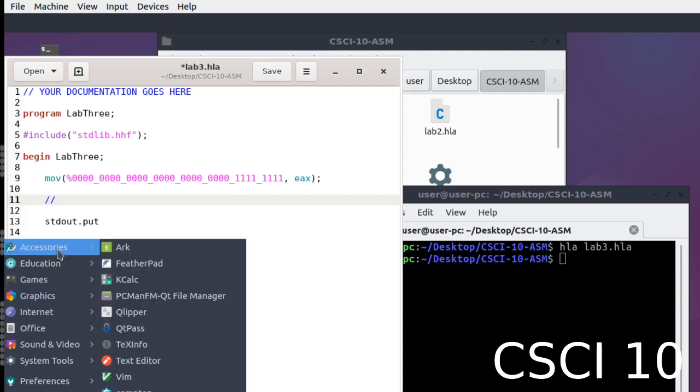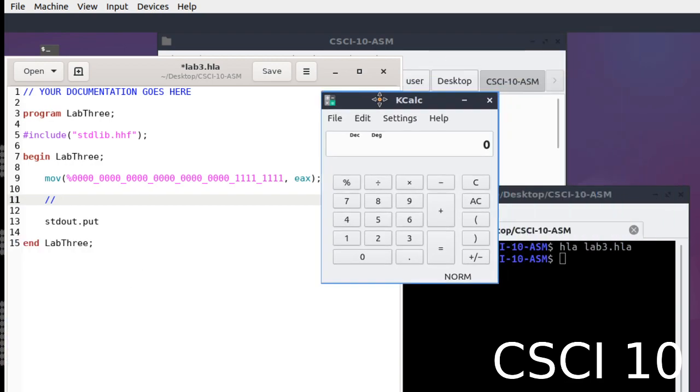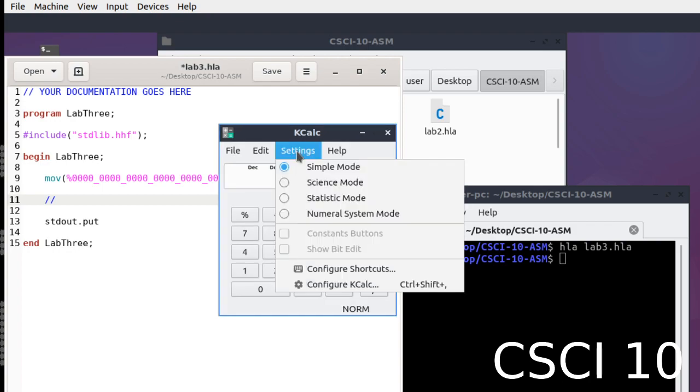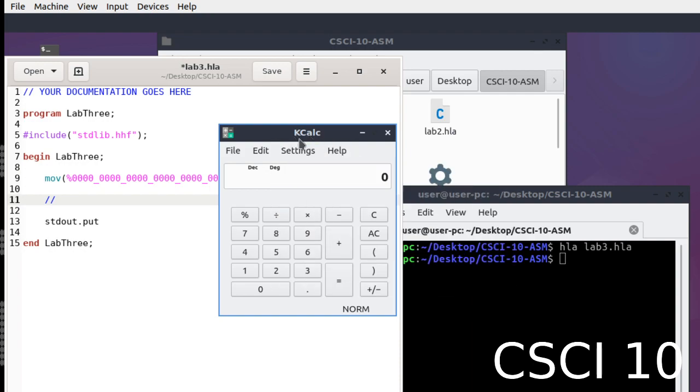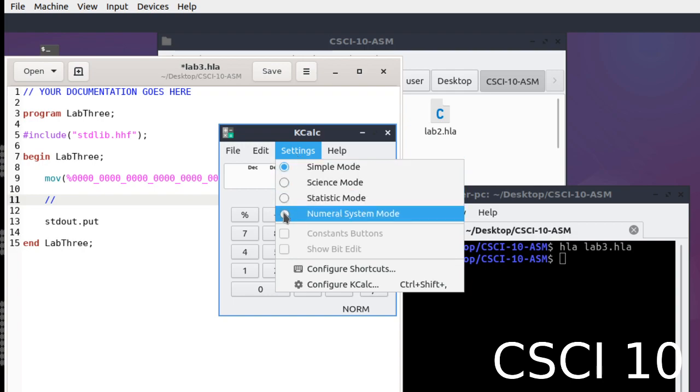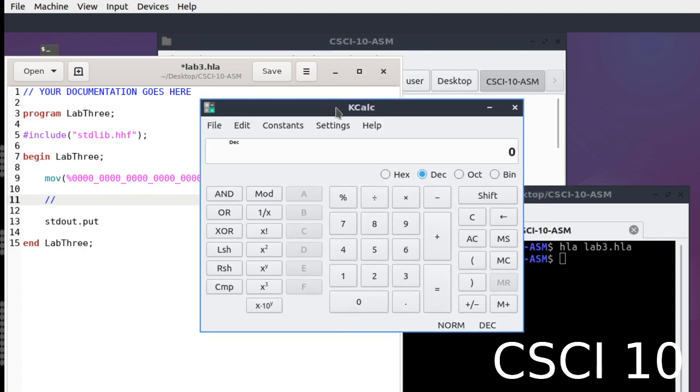If you go to accessories here on your Ubuntu, there's a KCalc, and let's see if it does it. Pro tip here. Does it have a programmer mode? It has a science mode and a numerical system mode. So if you launch this KCalc and go to the settings, you change it to numerical system, you'll find that you can have the calculator think in binary, hexadecimal, decimal, and octal, even though we're not going to use octal.